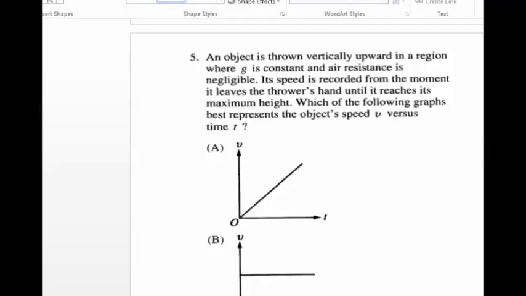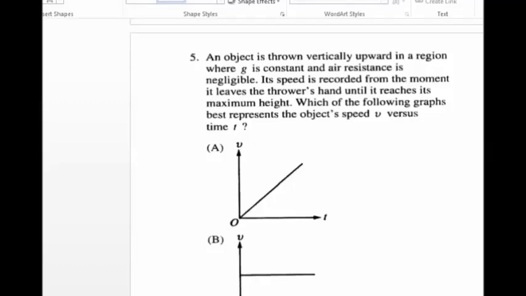That is, at t is equal to 0, it has got some velocity. Then it reaches maximum height. That means it cannot go beyond that, so its velocity is 0 at that point. So we have a situation where the object has initial velocity of some value and the final velocity is 0. So we need to see which of these graphs fulfill this condition.